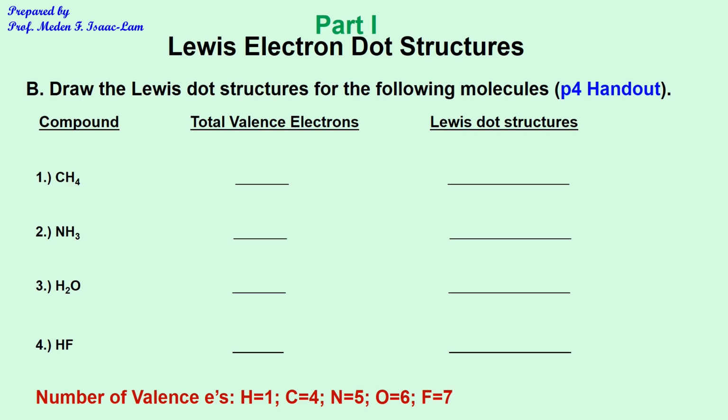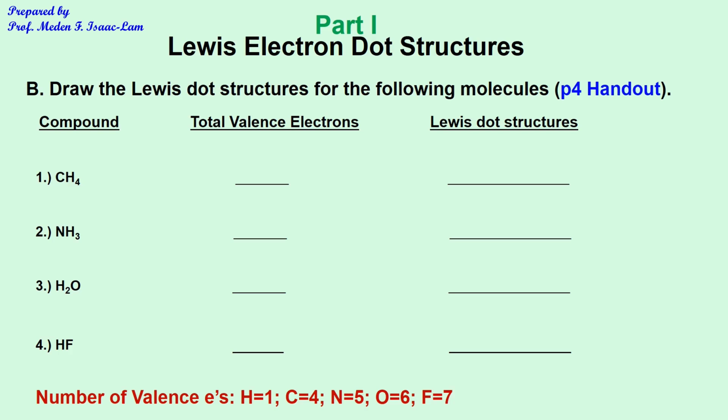Number 2, NH3. Total valence electrons would be 5 for nitrogen plus 3 times 1, which is 8. Lewis dot structure for NH3, you will have a central atom which is N. You will have 5 dots. So 2 dots above paired up, and then the 3 dots on the 3 sides would be unpaired. So instead of a dot, the 3 dots make a line. At the end of these 3 lines, you will put H's. So you will have 3 H's around N, and then 1 lone pair above the N.